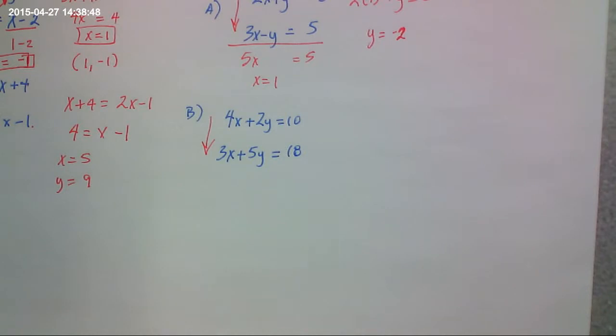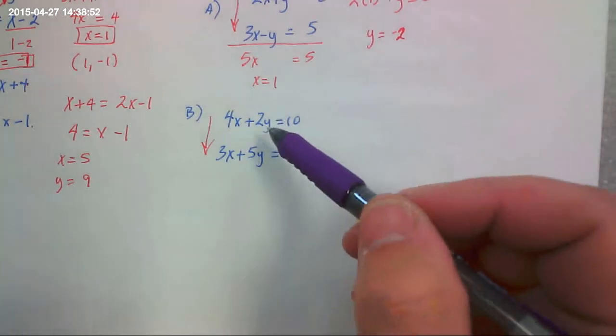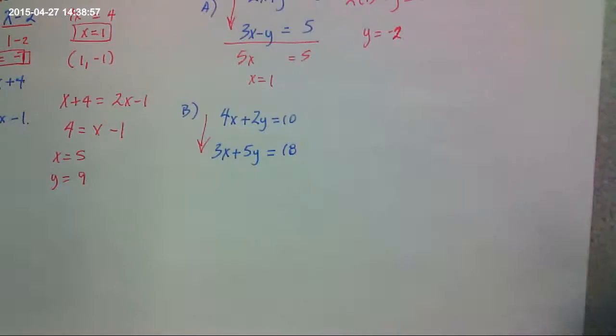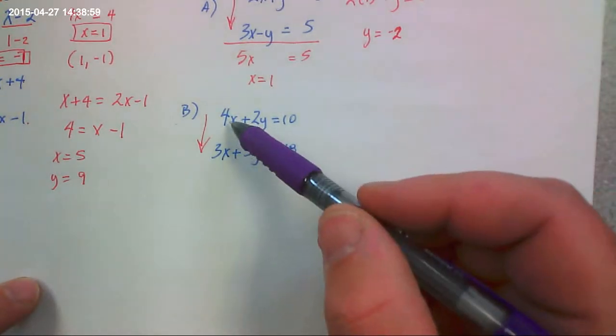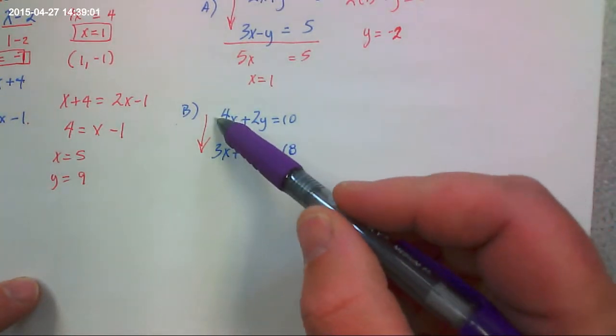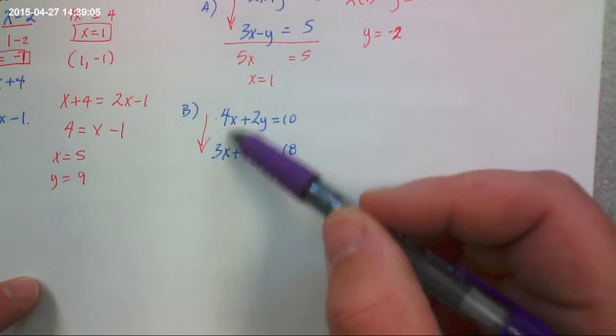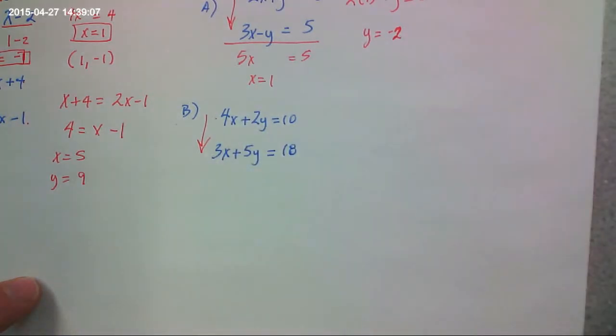So one thing you can think about is lowest common multiples. You're going to multiply both equations by a number to eliminate one of the variables. So if I were to want to get rid of the x's, I could multiply this by a negative 3 and this one by a positive 4, and they would become positive and negative 12x.